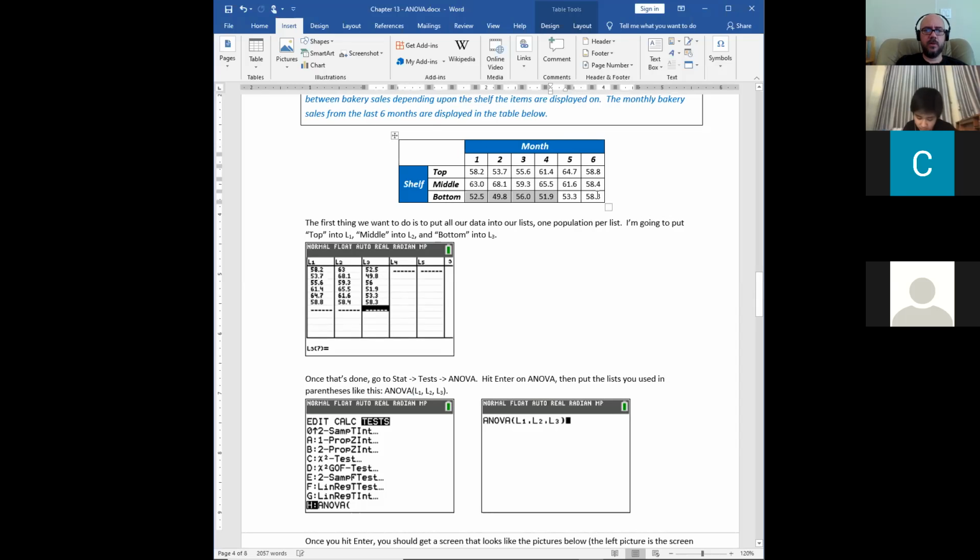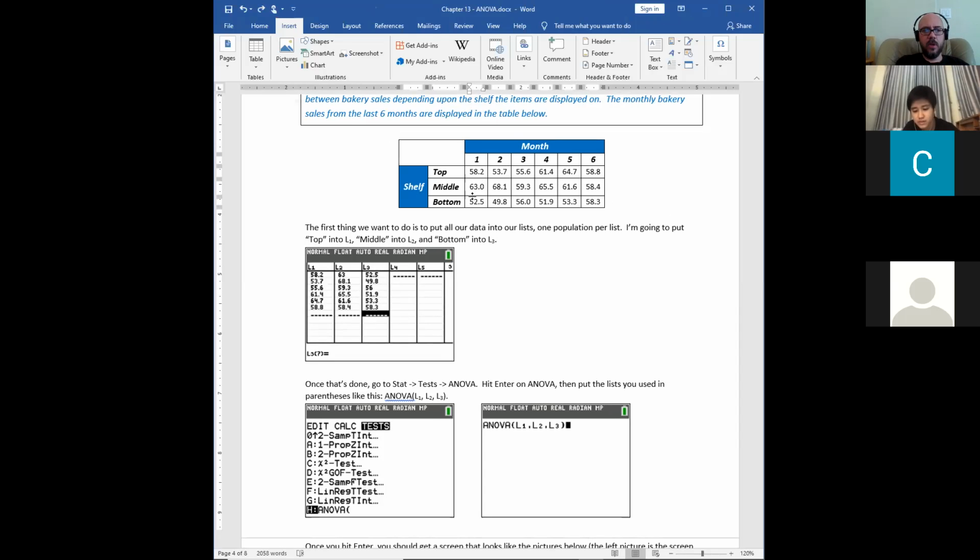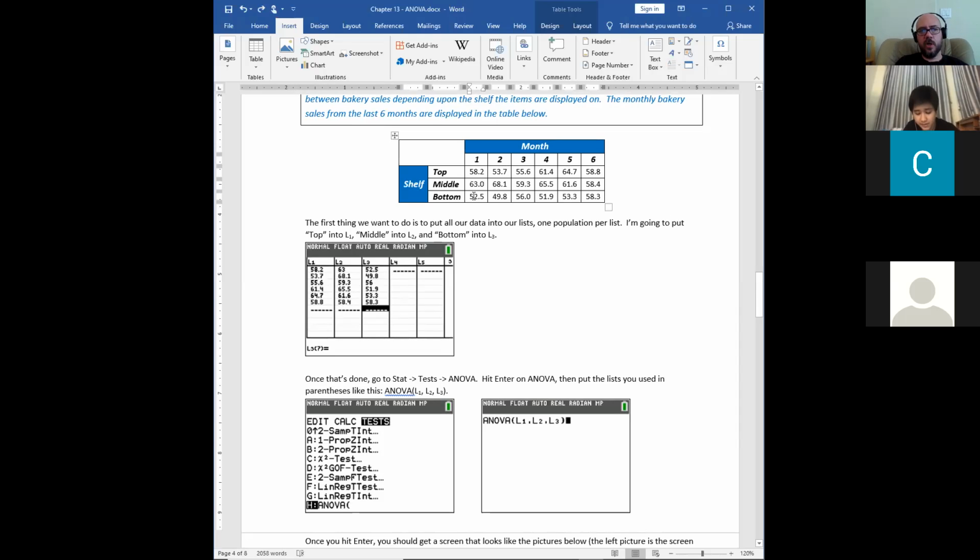Oop, that didn't do what I wanted to do. And we just want to see if the mean sales for the shelves are equal. Just looking at it, it's a little bit hard to tell, but they're similar, for sure. I would say the middle looks like it might be a little bit bigger, like they're almost all in the 60s, and the bottom has like 40s and 50s. So like you said, they're similar.